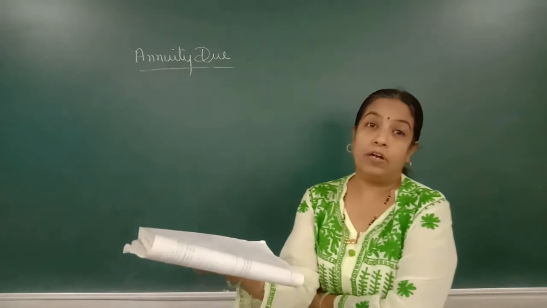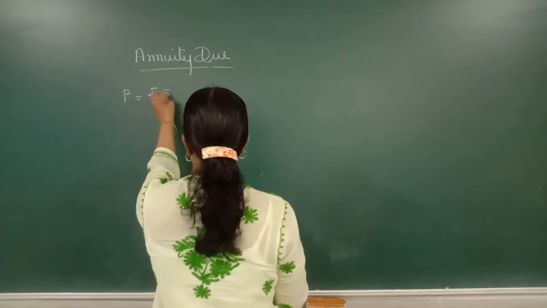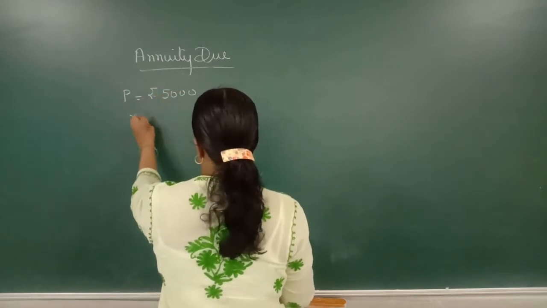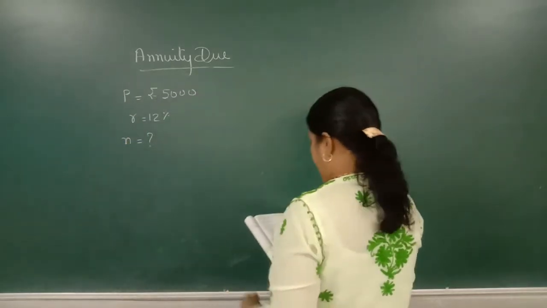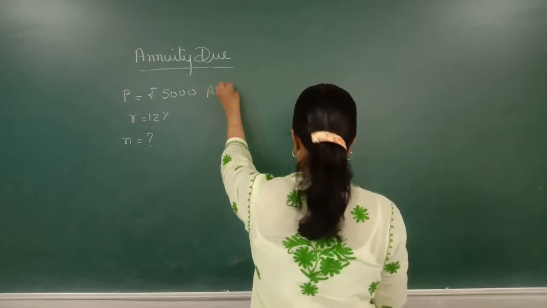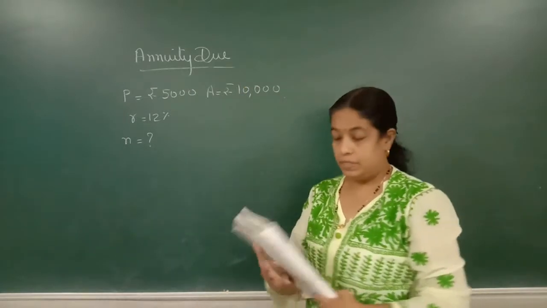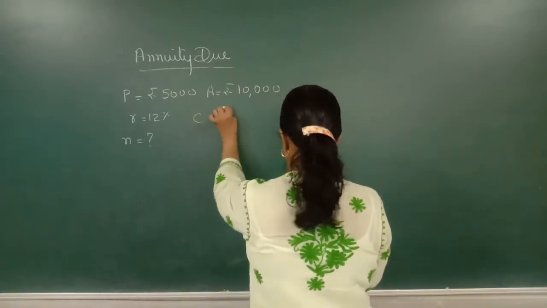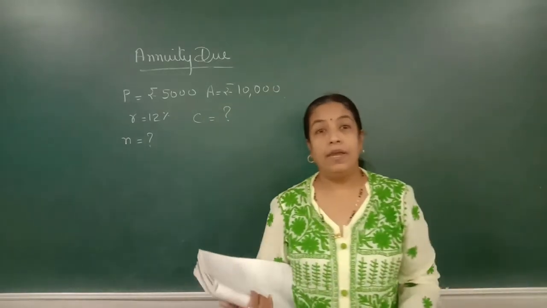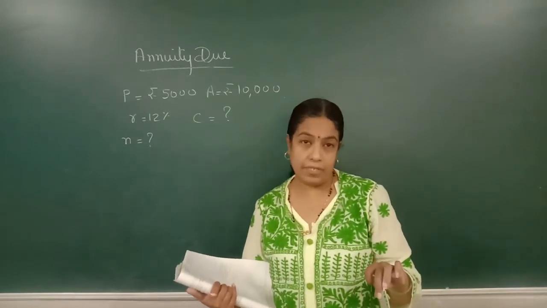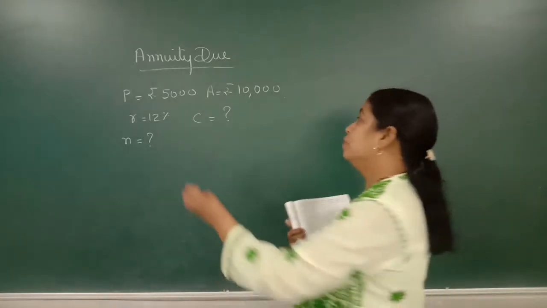Now first we will see what is given to us. See, present value is given to be rupees 5,000. R is given to be 12%. N is a question mark, and the accumulated value is given to be rupees 10,000. And n we don't know, and C we want to find, the amount of each payment. Now see, when n is not given, we cannot apply the formula of present value nor the formula of accumulated value, because in each case n is required.